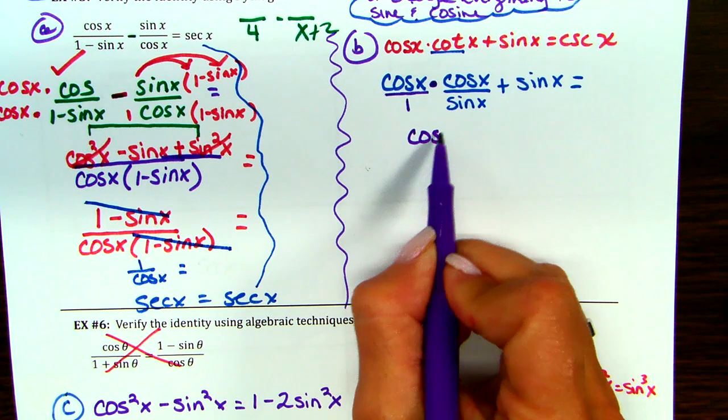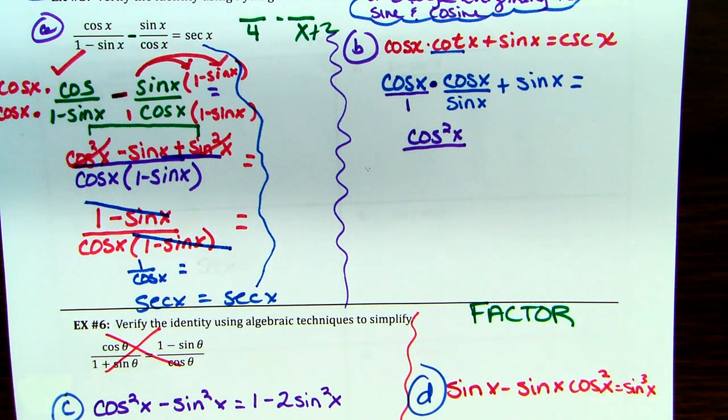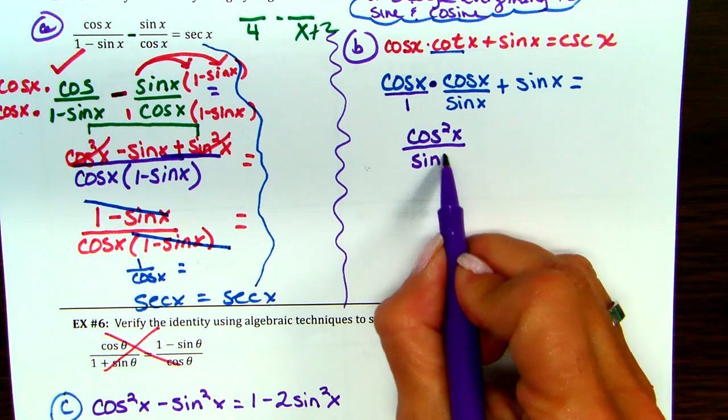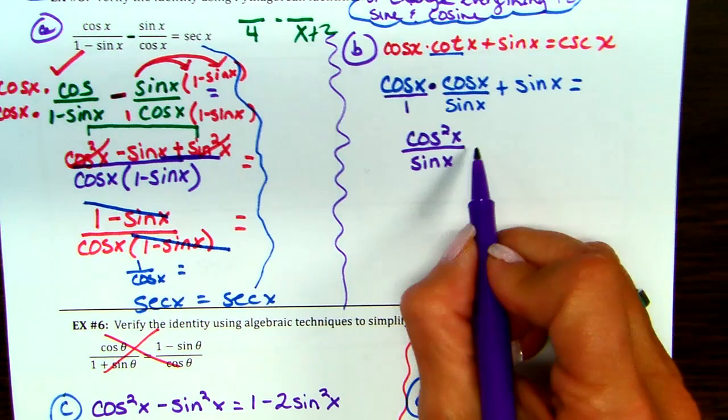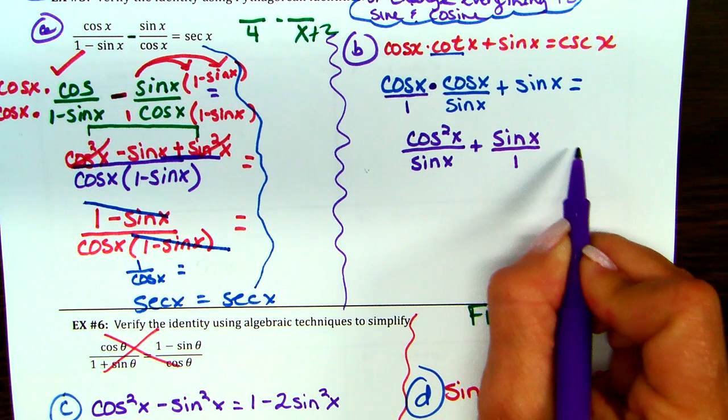So my numerators would be cosine squared x, right? Cosine times cosine is cosine squared x. And then in my denominator, I would have just sine x, right? 1 times sine x, plus. I haven't done anything with that sine x so far, and if it helps you, put a 1 under it.